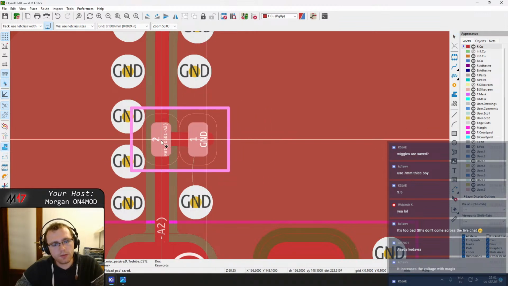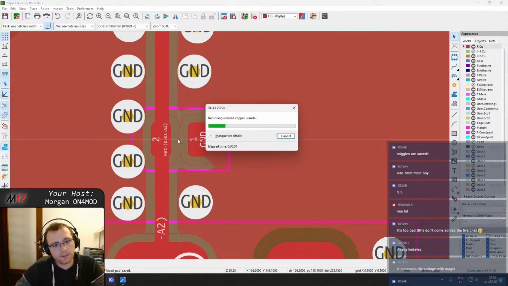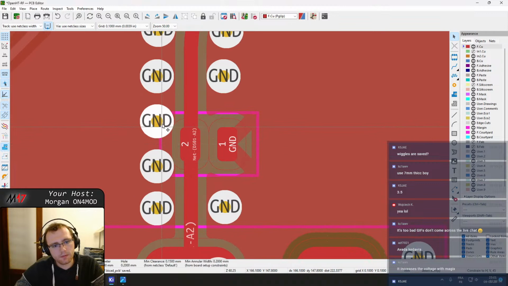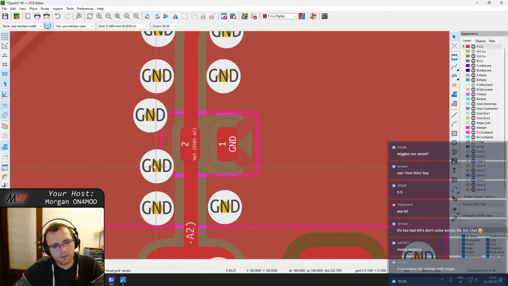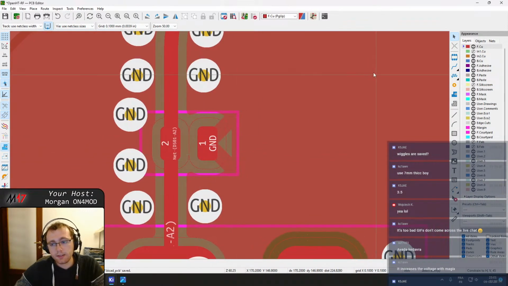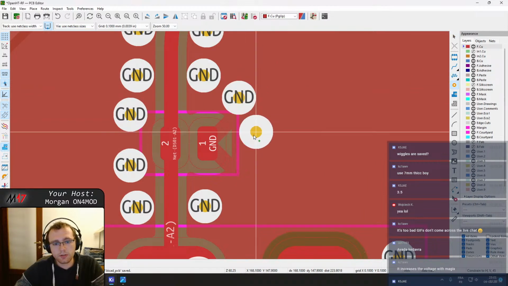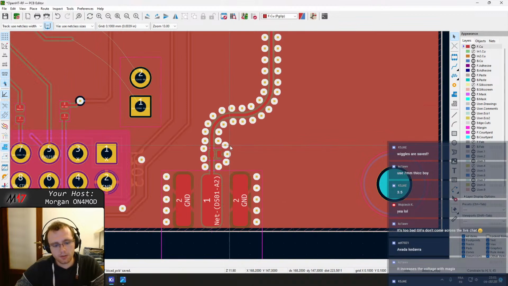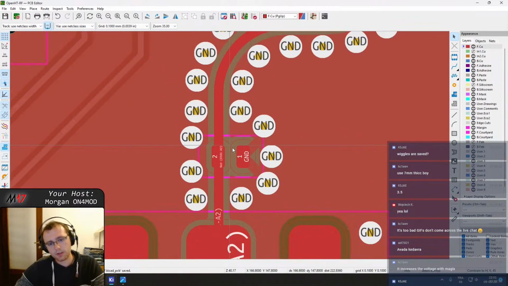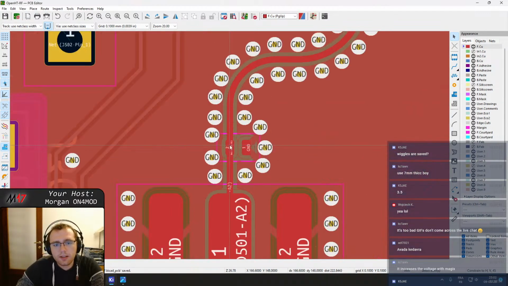Or would this be preferable? Okay, in this case it is especially important to add vias around the diode, because it does need a very good ground coupling to do its job correctly. I think I'm gonna keep it like this. So let's call it a day for the TVS.